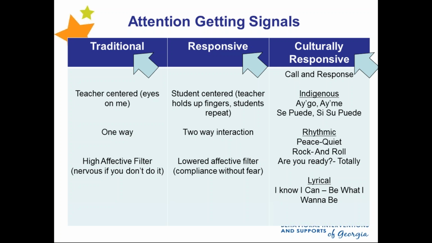The final type is culturally responsive. This signal is responsive but has a cultural component. The teacher will need to have an understanding of their student's culture to create this signal, which may require student and parent input. As classes often have students of varying cultures, the teacher may change the signal they use periodically. This also keeps interest high.